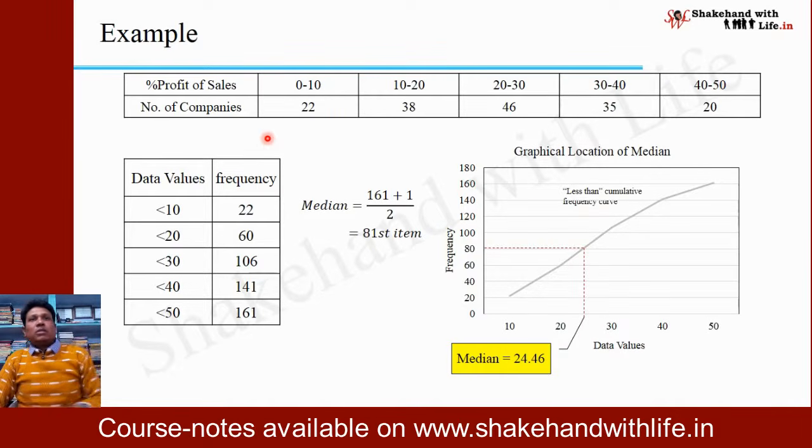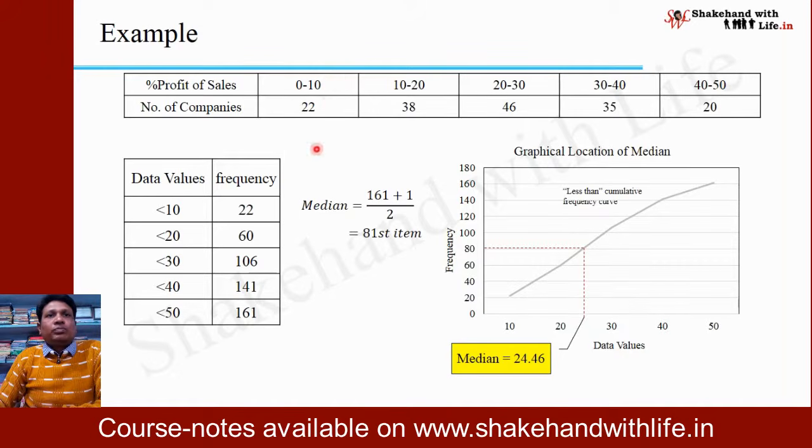I have taken the same example as in the continuous data series. First you need to arrange the data values in a less than way. Here the data values are arranged in a less than way. So how many companies are 0 to 10?